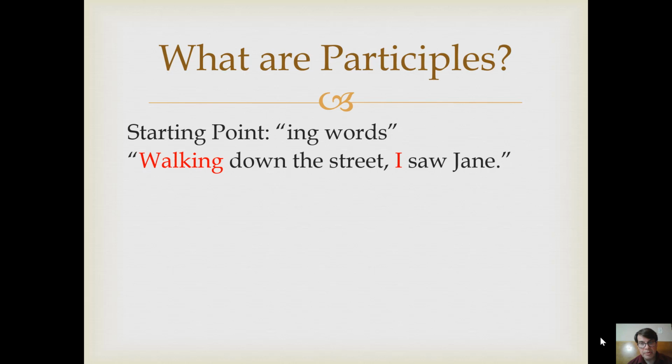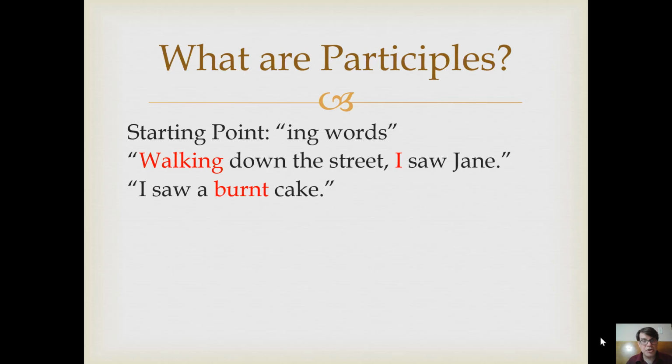Walking is the participle. I've highlighted I because walking is telling you, it relates to I. It's while I was walking down the street that I saw Jane. Now it could have been flipped. It could be I saw Jane walking down the street, in which case walking would have been about Jane maybe. But you can see that walking relates to a noun, or in this case a pronoun, I.